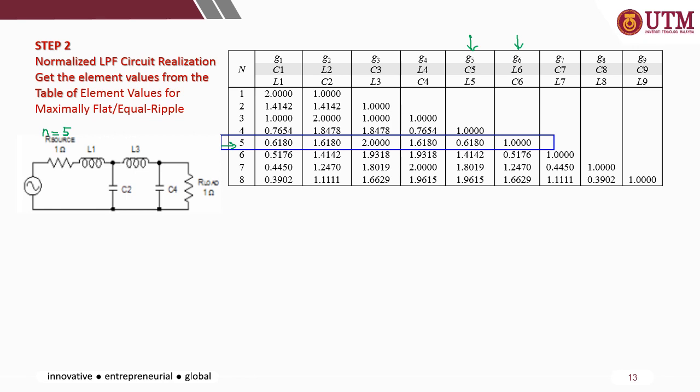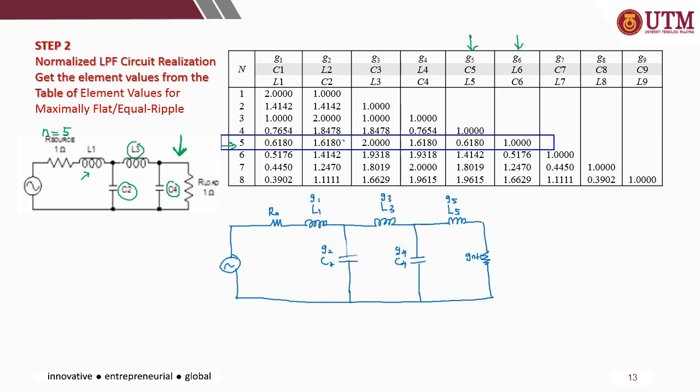Alright, so it begins with the inductor L1, so the value will be 0.618, and then followed by C2, 1.61, L3 it's 2, and then C4. Okay, this is from the figure earlier, but for this particular n, you have the components up to 5, and then terminated with the load with value 1, the normalized value equal to 1.